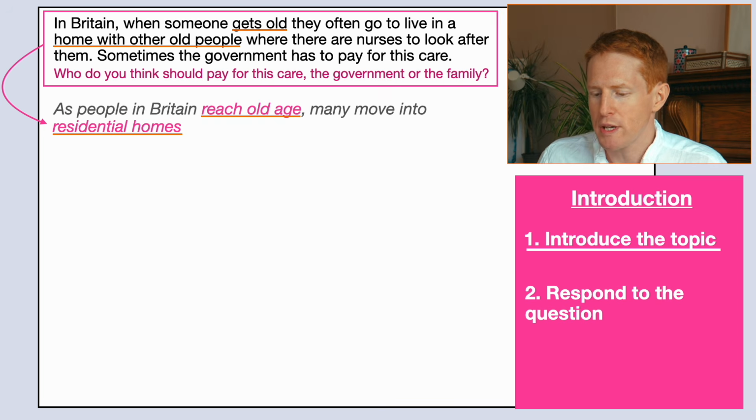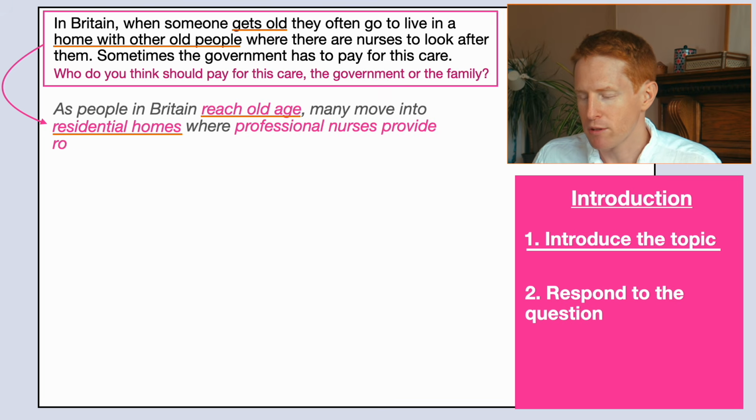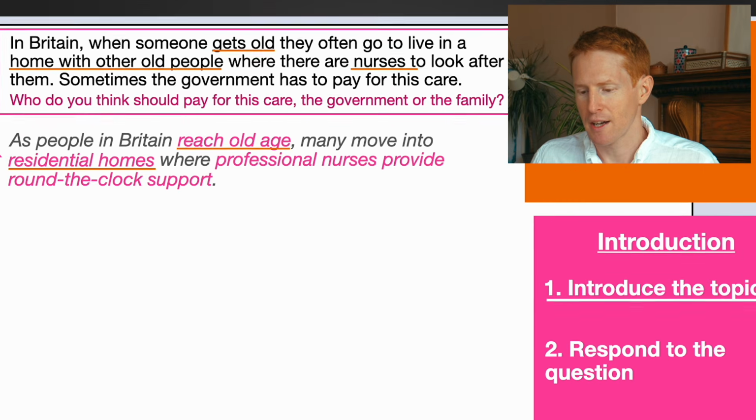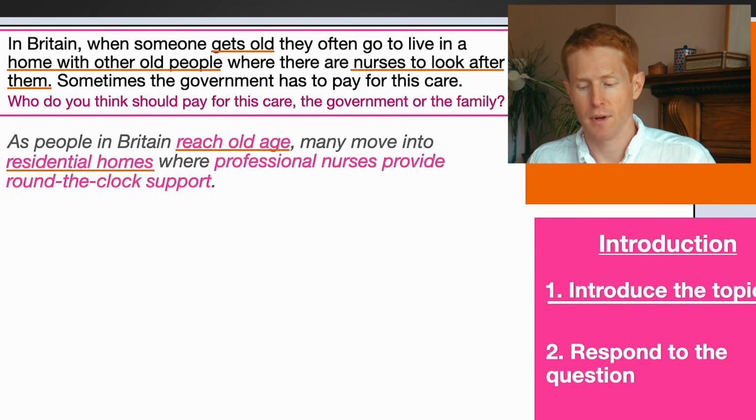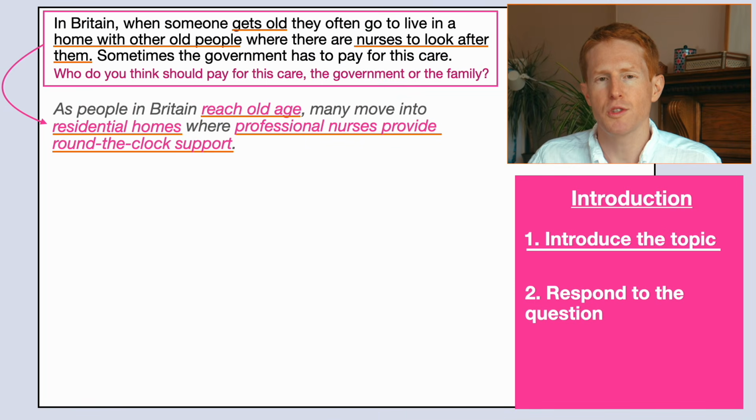As people in Britain reach old age, many move into residential homes where professional nurses provide round-the-clock support. Instead of saying nurses to look after them, I change this to professional nurses provide round-the-clock support. So round-the-clock support is a great phrase. It means 24-hour help from nurses. In the morning, at night, in the afternoon, any time of day, the nurses are there to provide help.